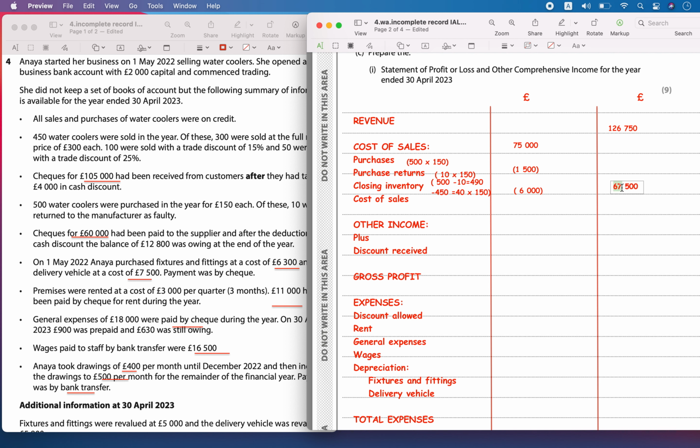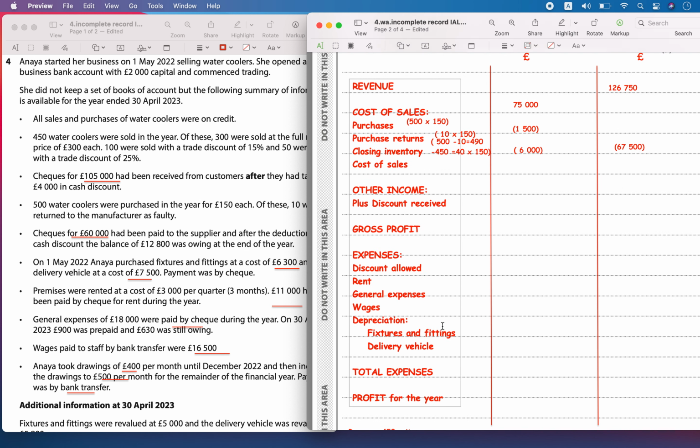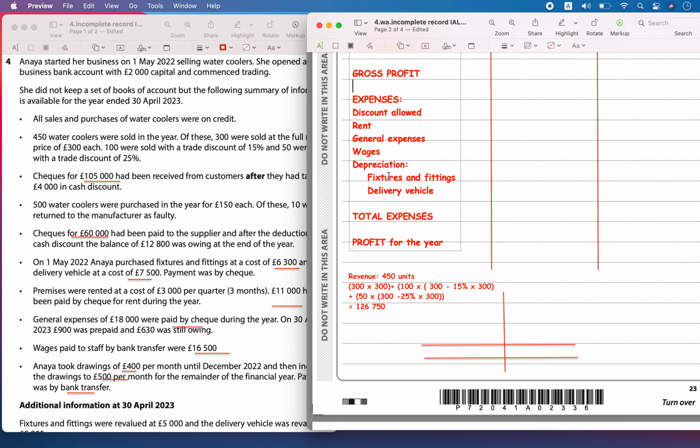Now this has to be subtracted from the revenue to get the gross profit, but before that there was cash discount allowed and received. Any cash discount which was received by the business becomes an income, so we have to add any cash discount that was received. The cheques were paid for 60,000 and there was a cash discount they have not given, we have to calculate it, but the balance was still owing of 12,800.